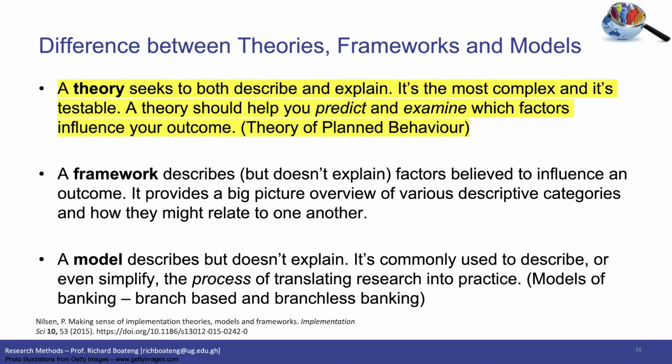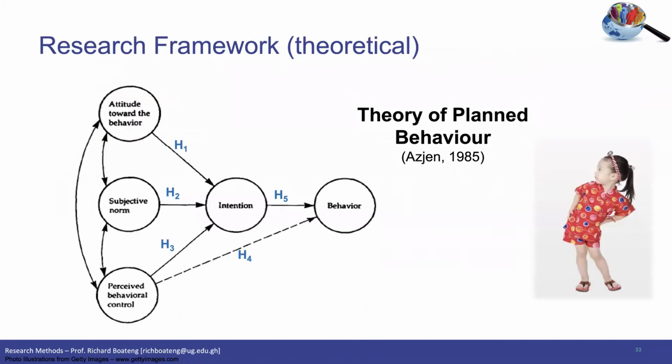Okay. Then, let's look at one. So this is a higher theory. This is the theory of planned behavior. Attitude, subjective norm, and behavioral control go to intention. So the intention of a person's behavior is influenced by attitude, subjective norm, and perceived behavioral control. And those same things can affect the actual performance of the behavior. This is coming from Ajzen from 1985.